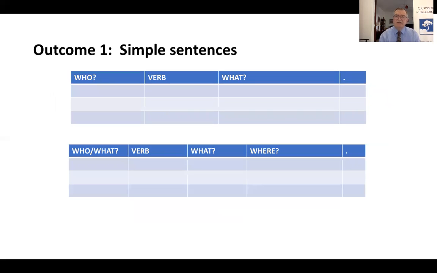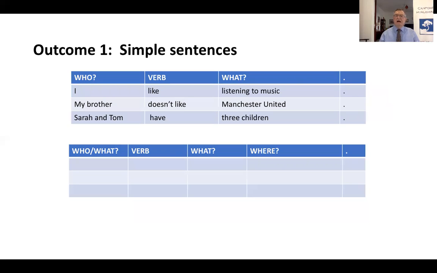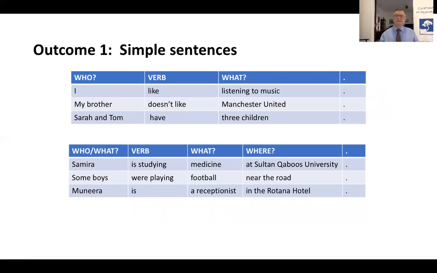Well, I very much like using these tables. English, as we know, is a sort of slot and fill language. There are a number of slots in a sentence that have to be filled in a particular order. And so a table lends itself to showing the students the structure and helping them to practice writing accurate sentences. So, for example, here, I like listening to music, my brother doesn't like Manchester United, and so on. And then some more sentences at the bottom here.